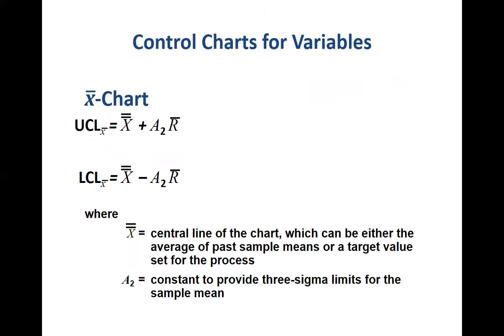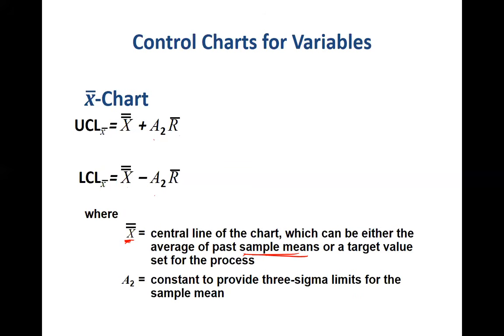Now, XBar charts are the charts which focus on the average output that a process generates. To get an XBar chart, we need an upper control limit and a lower control limit, and there's a certain formula we have to use for getting these two numbers. The upper control limit is X double bar plus A2 times R bar. And the lower control limit is also X double bar, but minus A2 times R bar, where X double bar is the central line of the chart, which is the average of all the past sample means.